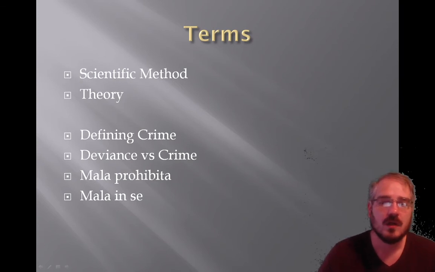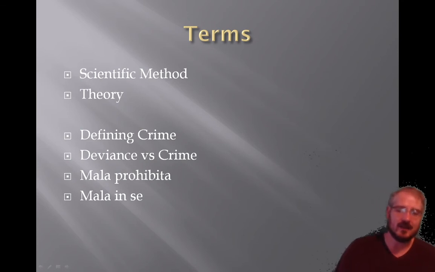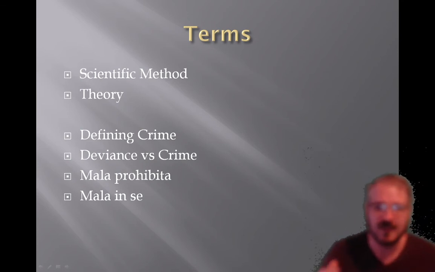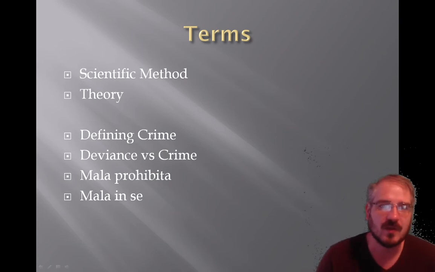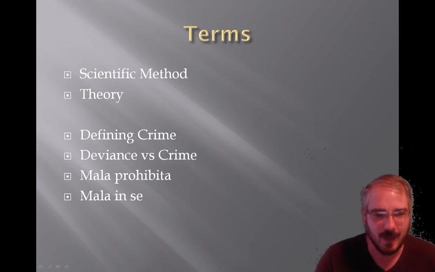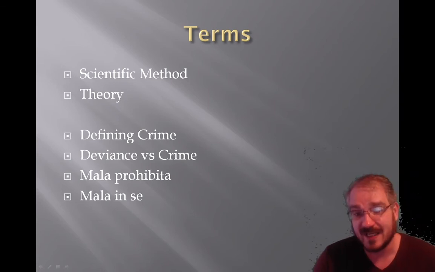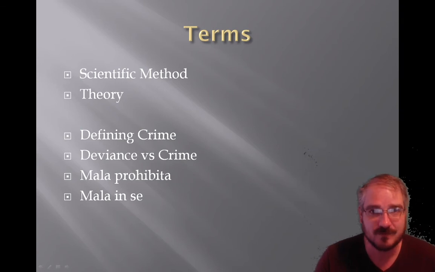So another way to think about this, although different but related, is mala prohibita versus mala in se. These are Latin terms. Lawyers love to turn everything into Latin. Makes them feel smart, I guess. But mala prohibita essentially means evil because we say it is, and mala in se essentially translates to evil in itself, right?